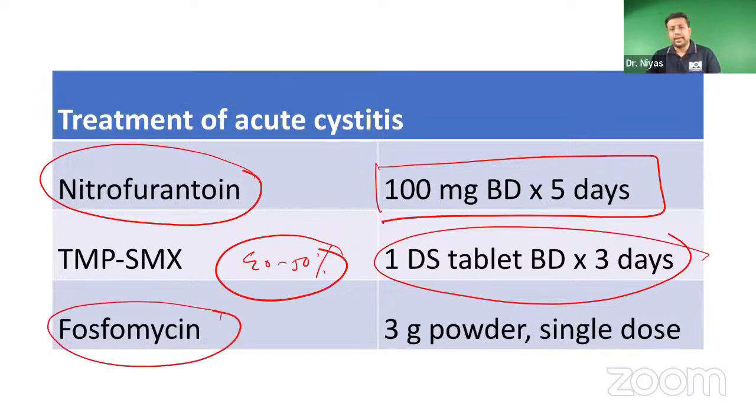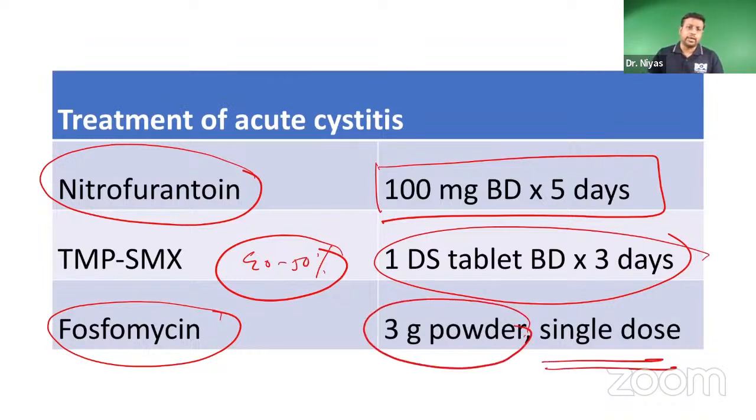Fosfomycin, again, has been found to be almost equivalent to nitrofurantoin for the treatment of cystitis. You can give it as a 3-gram powder, a single dose. But again, in the Indian setting, intravenous fosfomycin is used for the treatment of severe gram-negative infection. So I would like to reserve this particular drug and not have it very commonly used. So the drug of choice here will be nitrofurantoin. You can give 100 milligrams BD for 5 to 7 days.